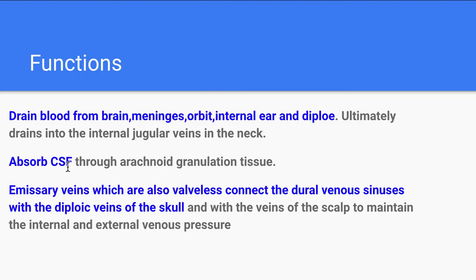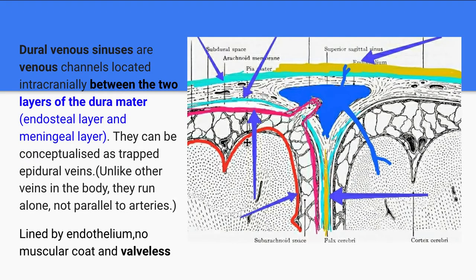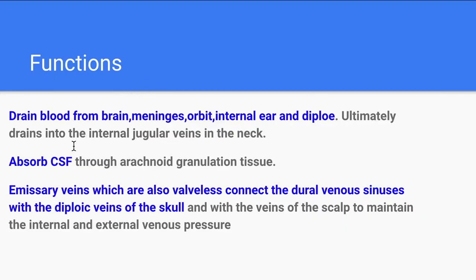The second function is to absorb CSF through the arachnoid granulation tissue. We had also studied in the arachnoid mater that at certain places the arachnoid mater projects into the dural venous sinuses or the dura mater to drain the CSF from the subarachnoid space into the dural venous sinus. So the function of the dural venous sinuses is also to absorb CSF through the arachnoid granulation tissue.